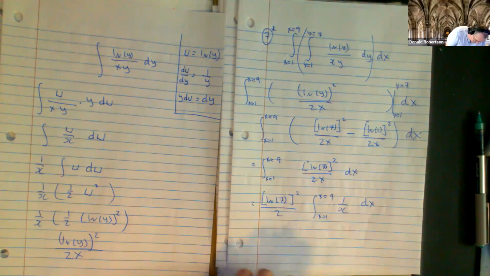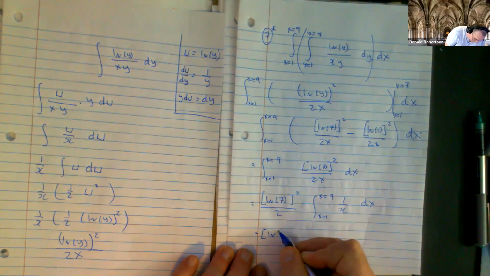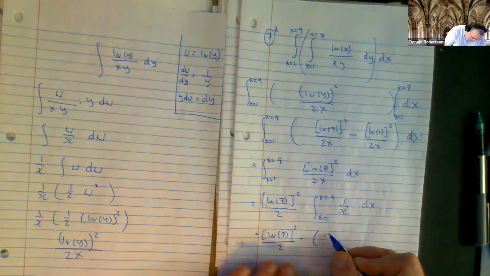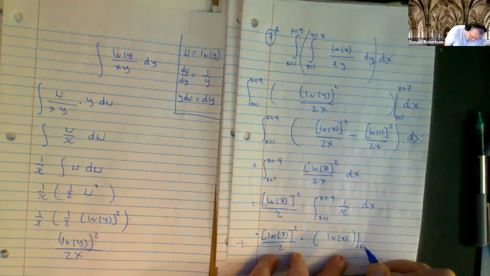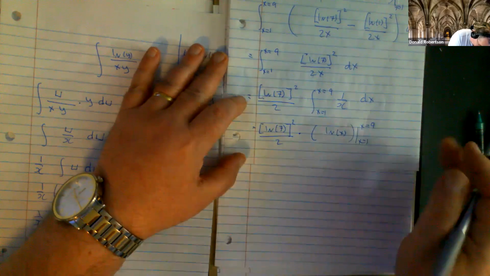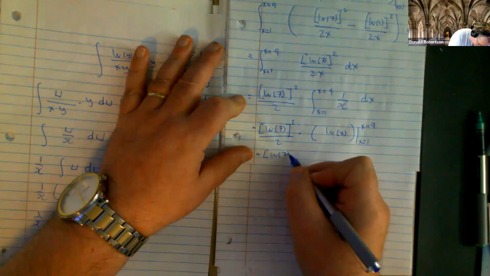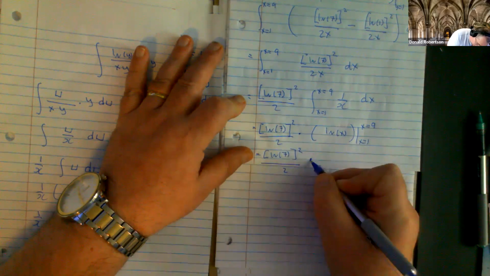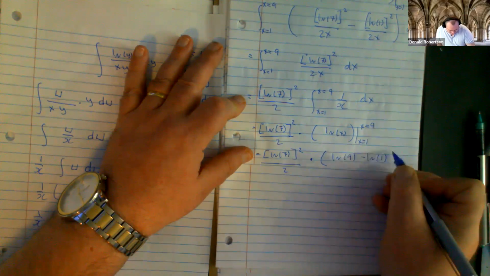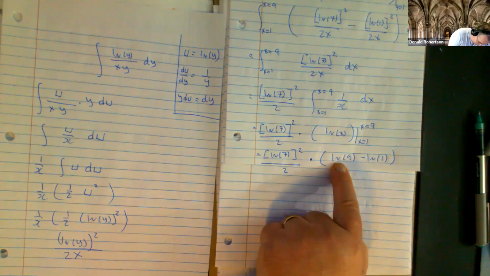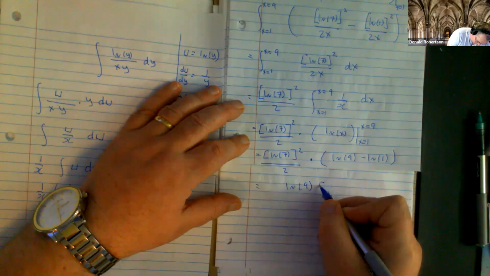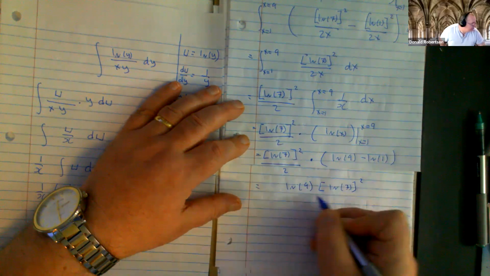So it's the natural log of 7 squared over 2 times the natural log of x evaluated at x equals 1 to x equals 9. So I have the natural log of 7 squared over 2 times the natural log of 9, take away the natural log of 1. But I know that's 0, so all you get left with is that. And so natural log of 9, natural log of 7 squared all over 2.